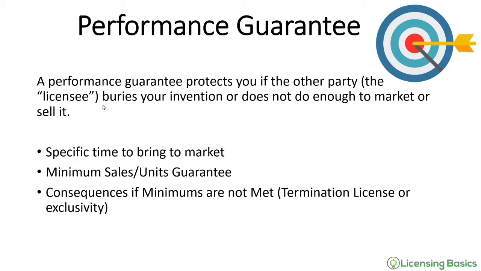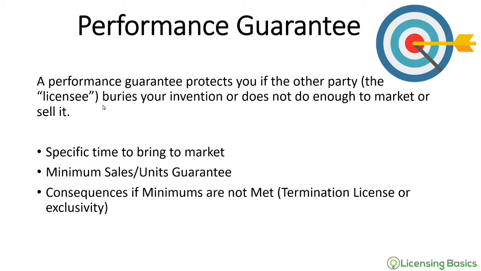Minimum sales or unit guarantee. That is where they would guarantee that they would sell X amount of sales or X amount of units per given time. It might be per year, per quarter. It just depends. So for example, if you had a $100,000 sales guarantee or a $100,000 minimum royalty guarantee, then you would be guaranteed that amount of money per, call it year, whatever you set it at. And if they do not pay that amount of money in the year, then you would get the license back.